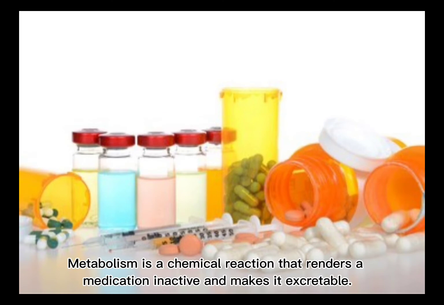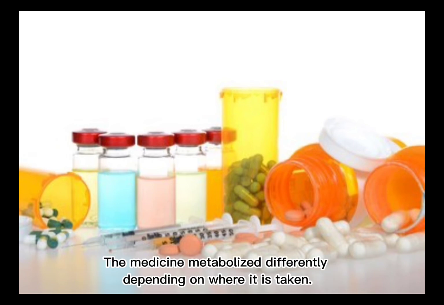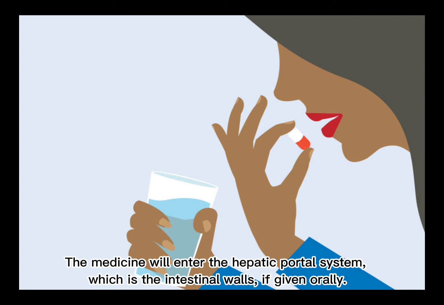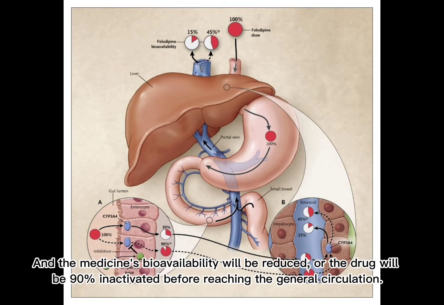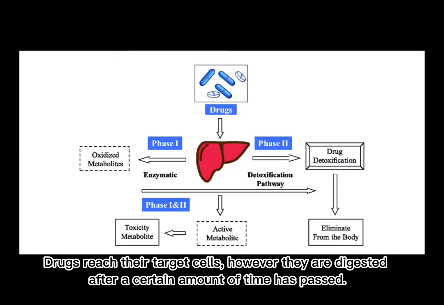Metabolism is a chemical reaction that renders a medication inactive and makes it excretable. The medicine is metabolized differently depending on where it is taken. The medicine will enter the hepatic portal system, which is the intestinal walls, if given orally. The first pass effect occurs once it travels to the liver to begin metabolism. The first pass effect refers to the drug's first passage through the liver, and the medicine's bioavailability will be reduced, or the drug will be 90% inactivated before reaching the general circulation. Drugs reach their target cells, however they are digested after a certain amount of time has passed.